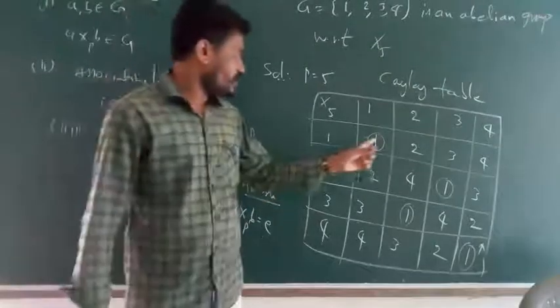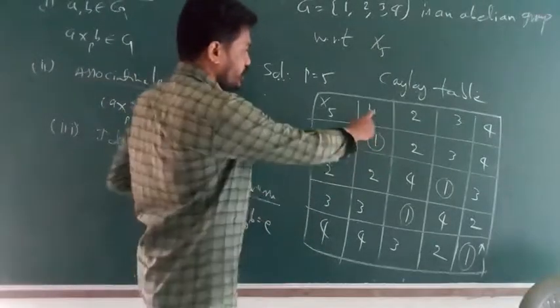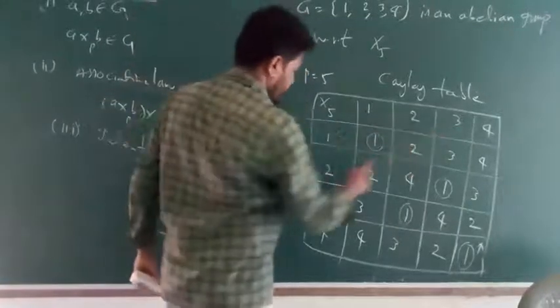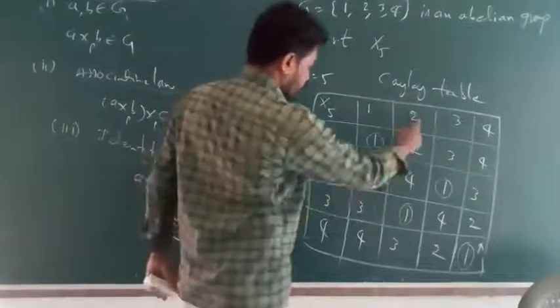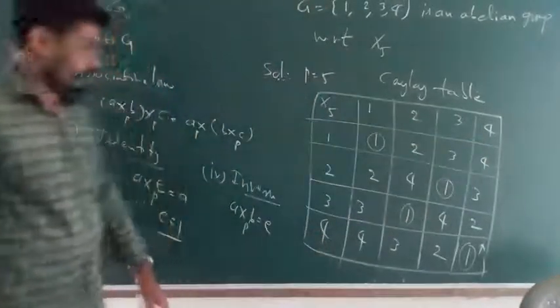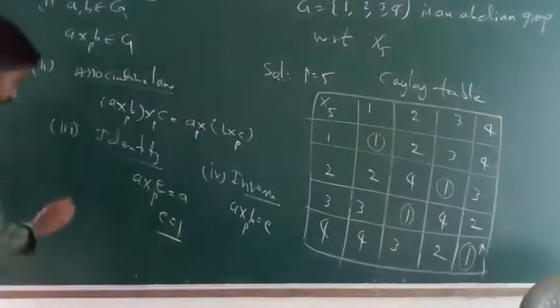In this case, what is the element 1? So this 1 is the inverse of this one element. Next, 3 is the inverse of 2. Next, 2 is the inverse of 3. Next, 4 is the inverse of 4. So next, last one, commutative.